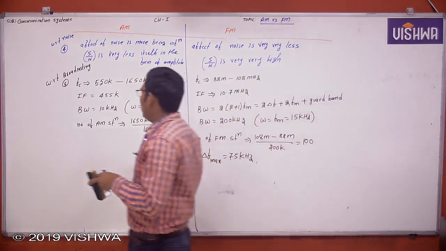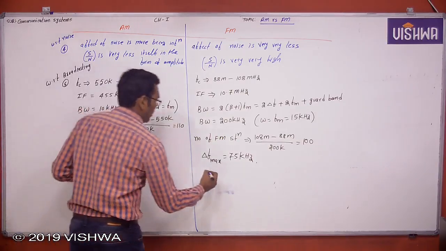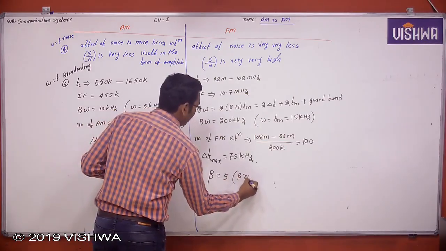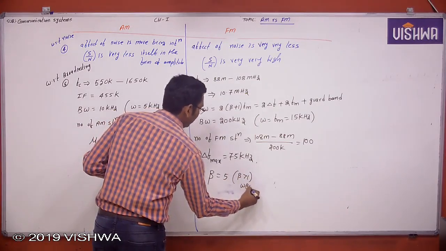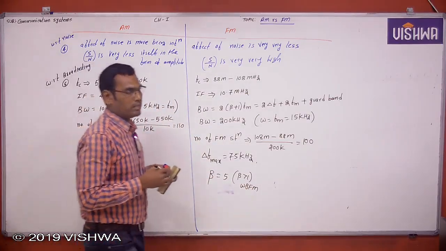And the best one: a modulation index of 100% is the best for AM. For FM, a modulation index beta equal to 5, generally beta greater than 1, which is nothing but wideband FM. This is the suitable beta value, and this is the suitable modulation index.